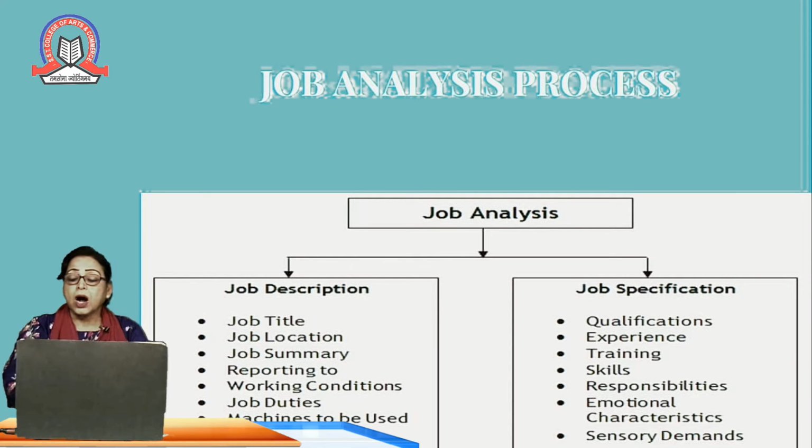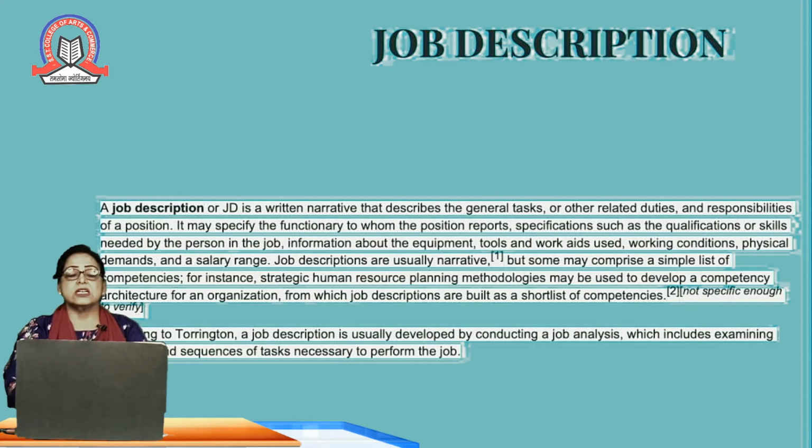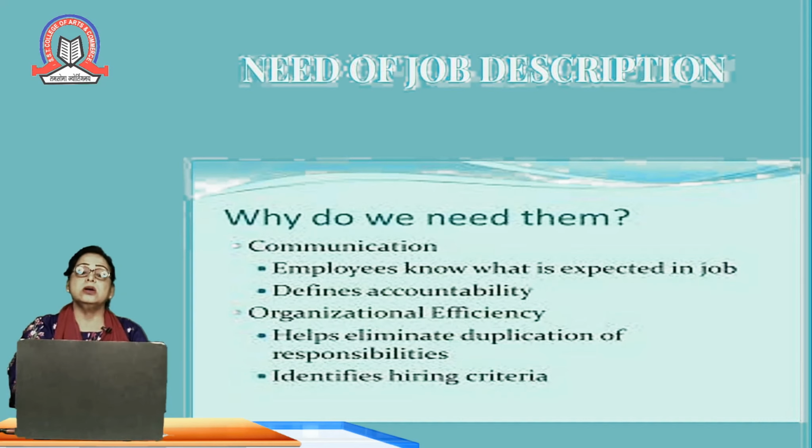Emotional. How emotionally strong he is. That means the emotional quotient of the person is to be checked with the help of emotional characteristics. Sensory demands. That is, what exactly is being demanded as per his presence of mind and other personal qualities. Job description. We discussed things about job description, defining the job. Now, what is the need of job description? Why do we need to describe the job?